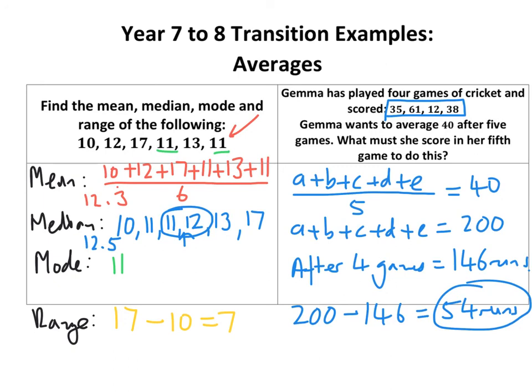So you're thinking about how you work out the mean, where you add them up and divide by how many you want. So therefore you need to think about, well, what's the total I need in order to get the average I want, and then work from there.